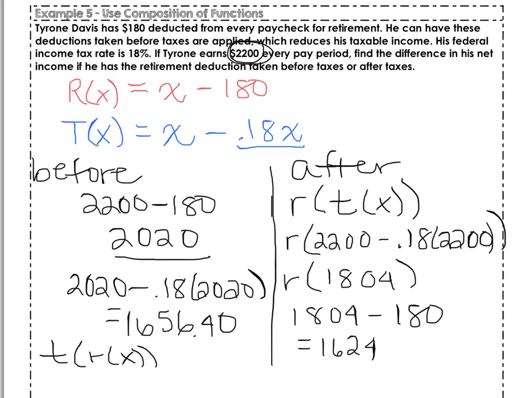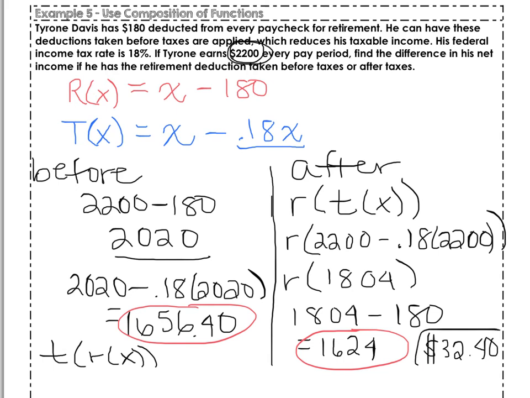$1,624. So now we're looking at the differences between these two amounts. The difference between $1,656.40 and $1,624 is a difference of $32.40. So, when we're drawing some conclusions here, who made more money in which situation? Well, it actually makes more sense for him to first take out money for retirement, then pay taxes on it, because he makes about $32.40 more, and we like more money.